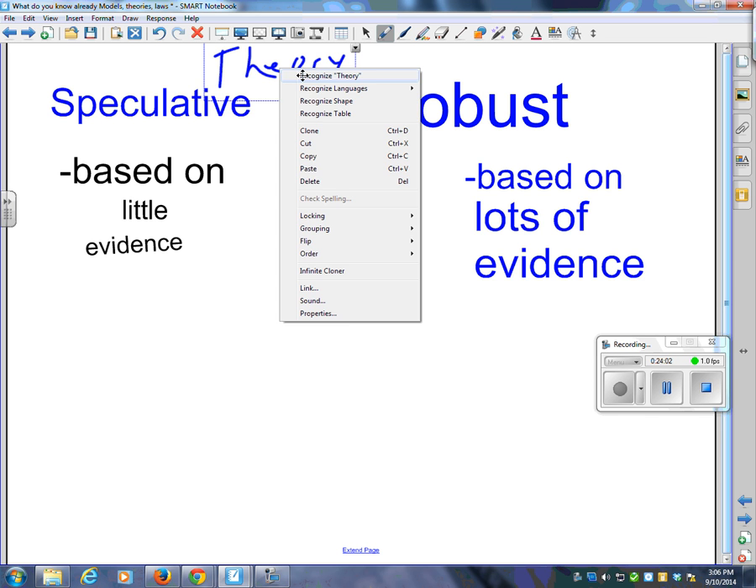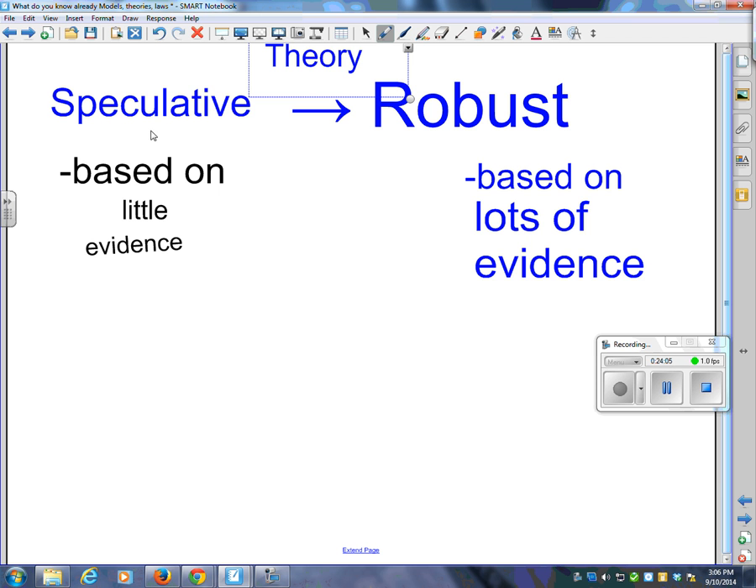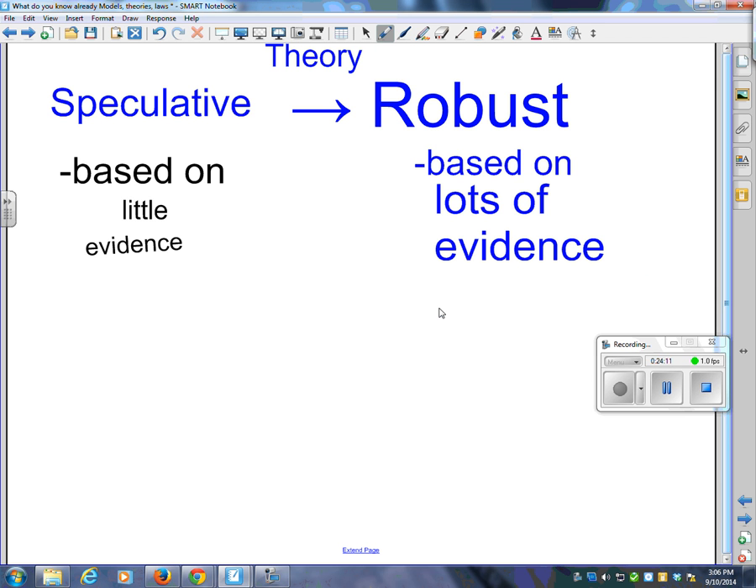Theories lie on a spectrum that ranges from speculative, which is based on little evidence, to robust, which is based on lots of evidence. As you do more and more experiments, the theory becomes more robust. Okay. Now go back to what Governor Perry was saying when he said, oh, it's just a theory, it hasn't been proven yet. What really should he be saying? He should be saying, oh, it's just a speculative theory. There isn't a lot of evidence for it. But as more and more evidence exists, it should be moving that way, right?